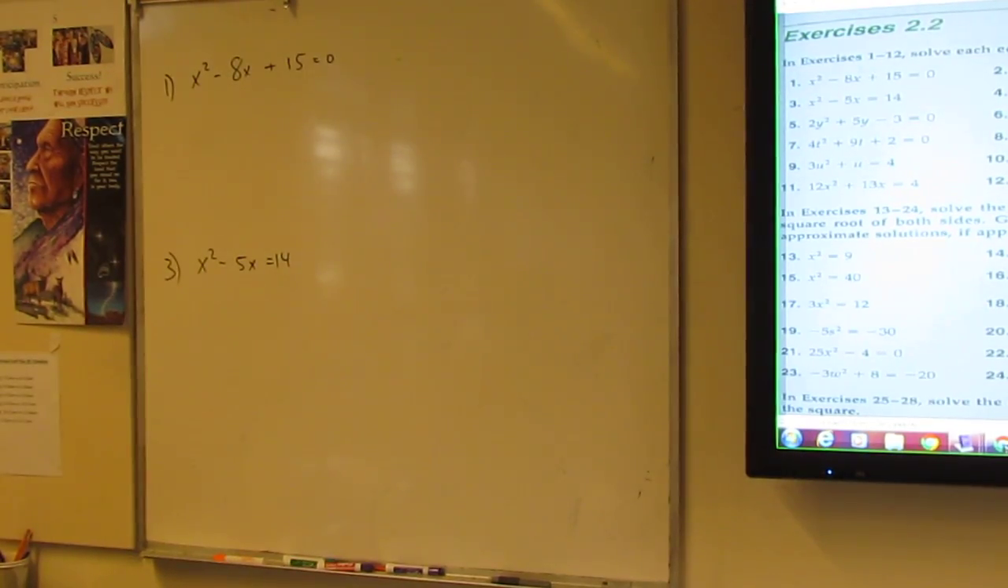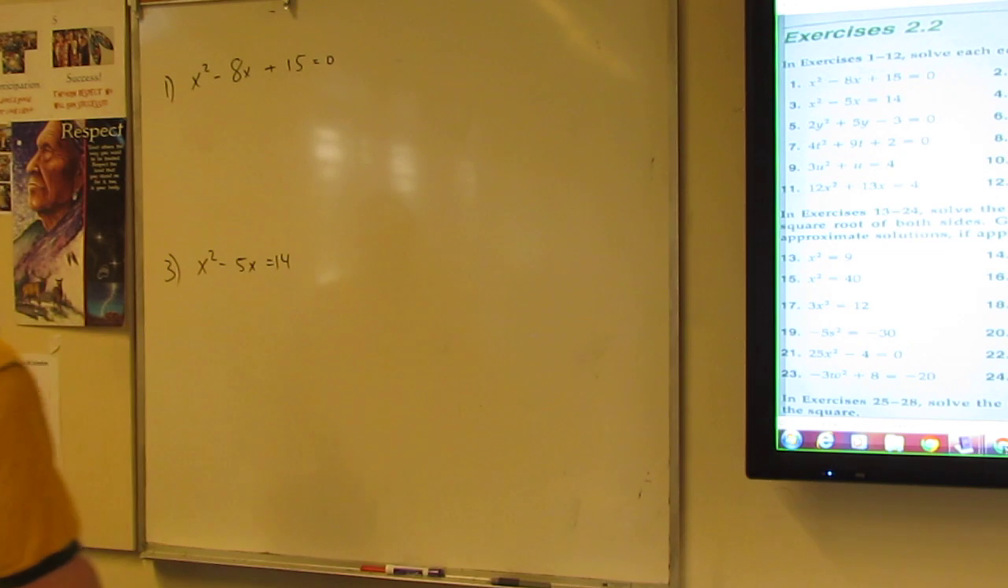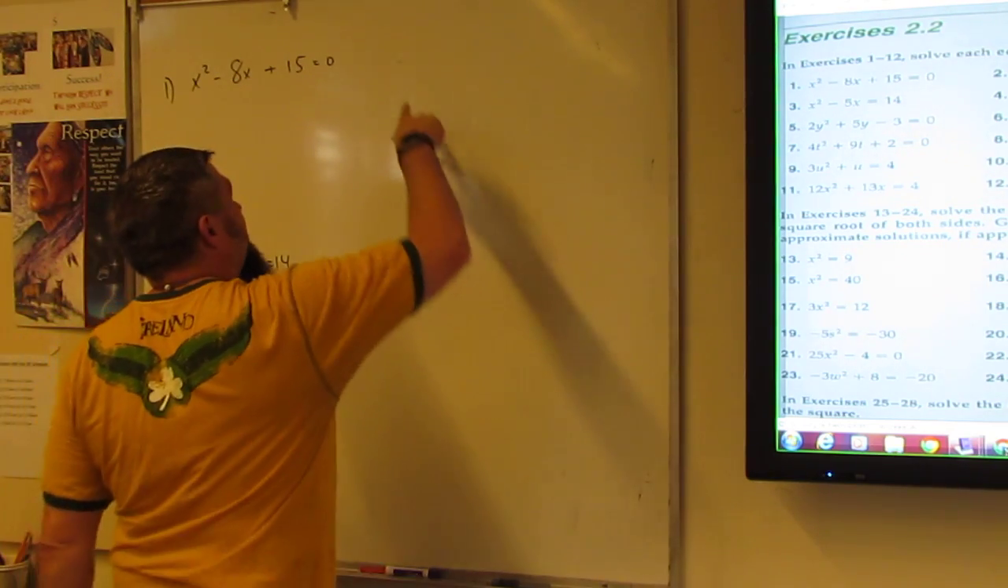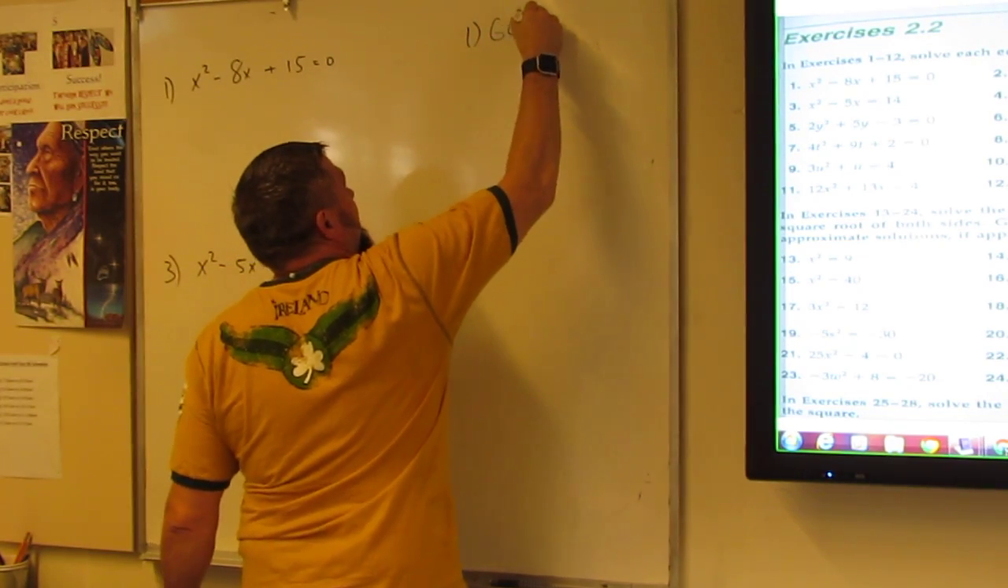All right, number one. We're going to do factoring, the three-step method. It's always the five-step method, but it turns into a three-step. The first step is GCF.